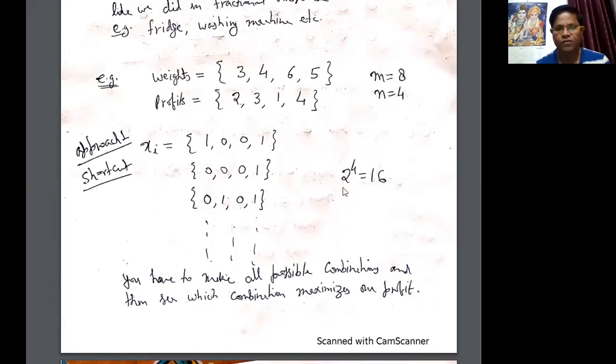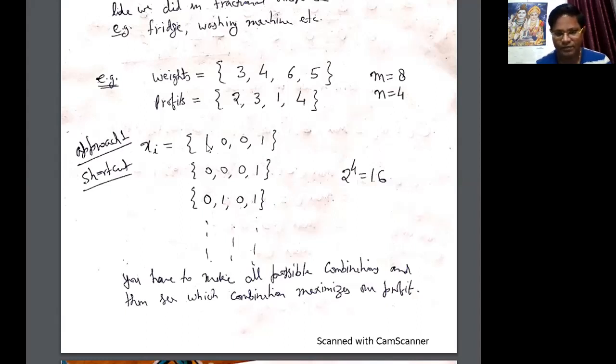So 2 raised to the power 4 means, suppose we write 0, 0, 0, 0, it means initially we are not picking any item. Then we write 0, 0, 0, 1, it means we are only interested in placing the last item. Similarly, I have written some combinations, and let us check how these combinations will work for our solution.